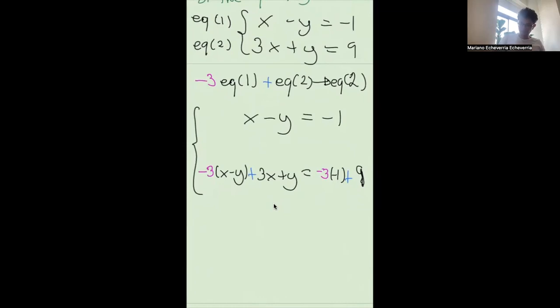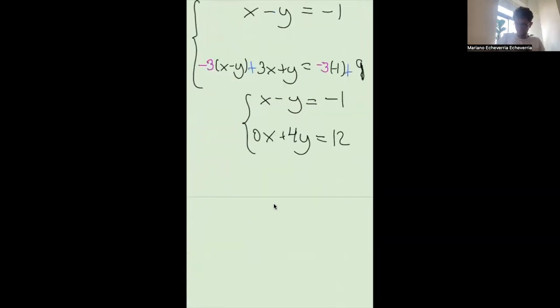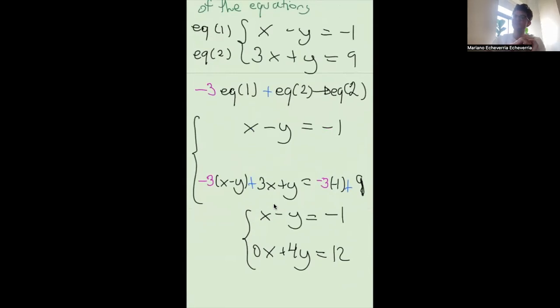Okay, and what's the advantage of doing that? What happens with this system of equations? What does that become? So you see, this -3x cancels this 3x. That's why we chose it that way. So you get 0x. And what do you get for y? You get -3 times -1, that gives you 3y, and there's a y here, so you get 4y, right? And then what do you get on the right-hand side? You get -3 times -1 is 3, plus 9, it gives you 12, right? Is that making sense? So that's how the new system looks.